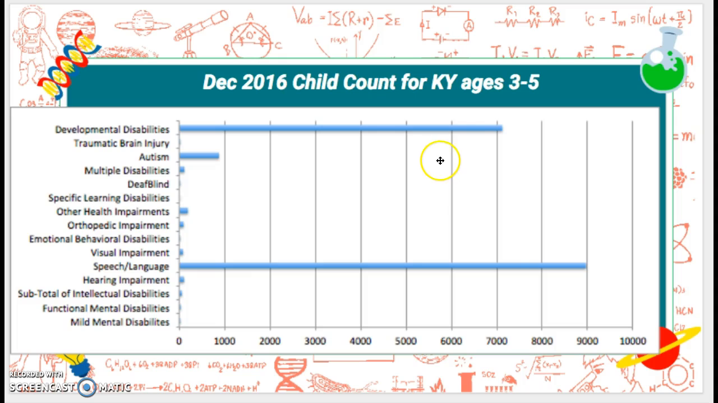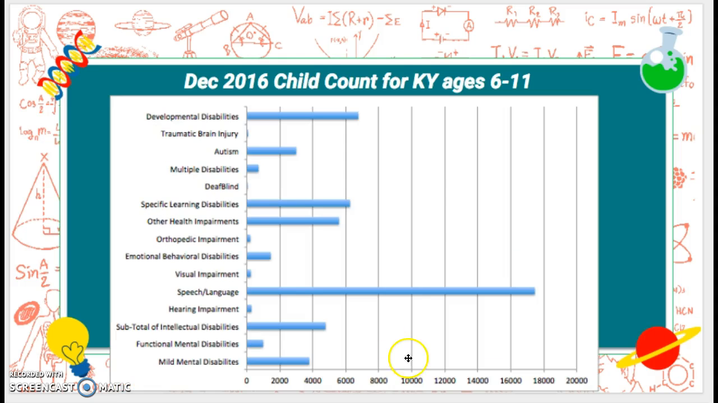So if you look at the child count data that shows how many children receive services, you'll notice for ages 3 to 5, which is preschool, the predominant student eligibility categories are developmental delays and speech and language. Lots of students qualify in these areas, not as many in the other areas, although you'll notice that autism, relatively speaking, is a larger category. When we get up to ages 6 to 11, and remember developmental delay ends at age 9, then we start seeing some of these other categories increase in numbers.